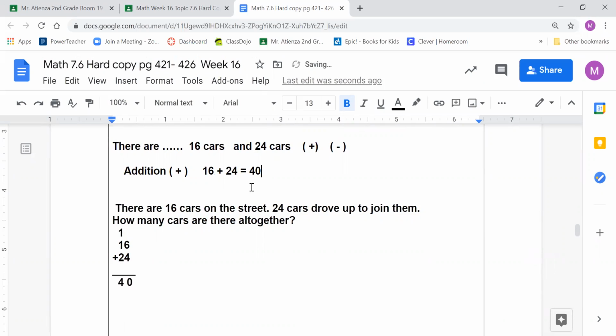And then you want to double check. 6 plus 4 is 10. You carry the 1. 2 plus 2 is 4. A number line, you would just add an increase, okay?